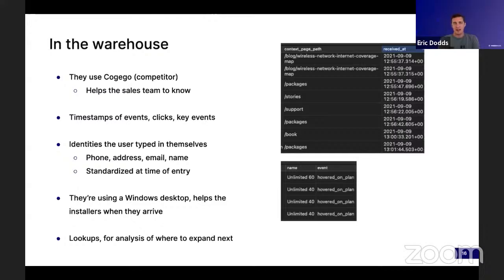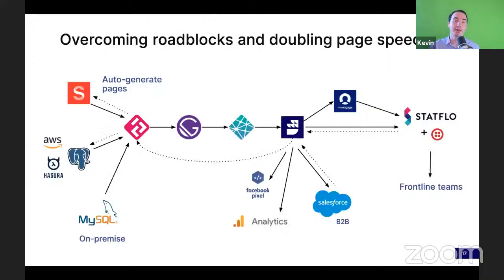And then we also know all the other lookups that are done that are not this lead. And so that might inform where to expand next. So just having that warehouse is really important. But here's kind of the flow of how this all works.